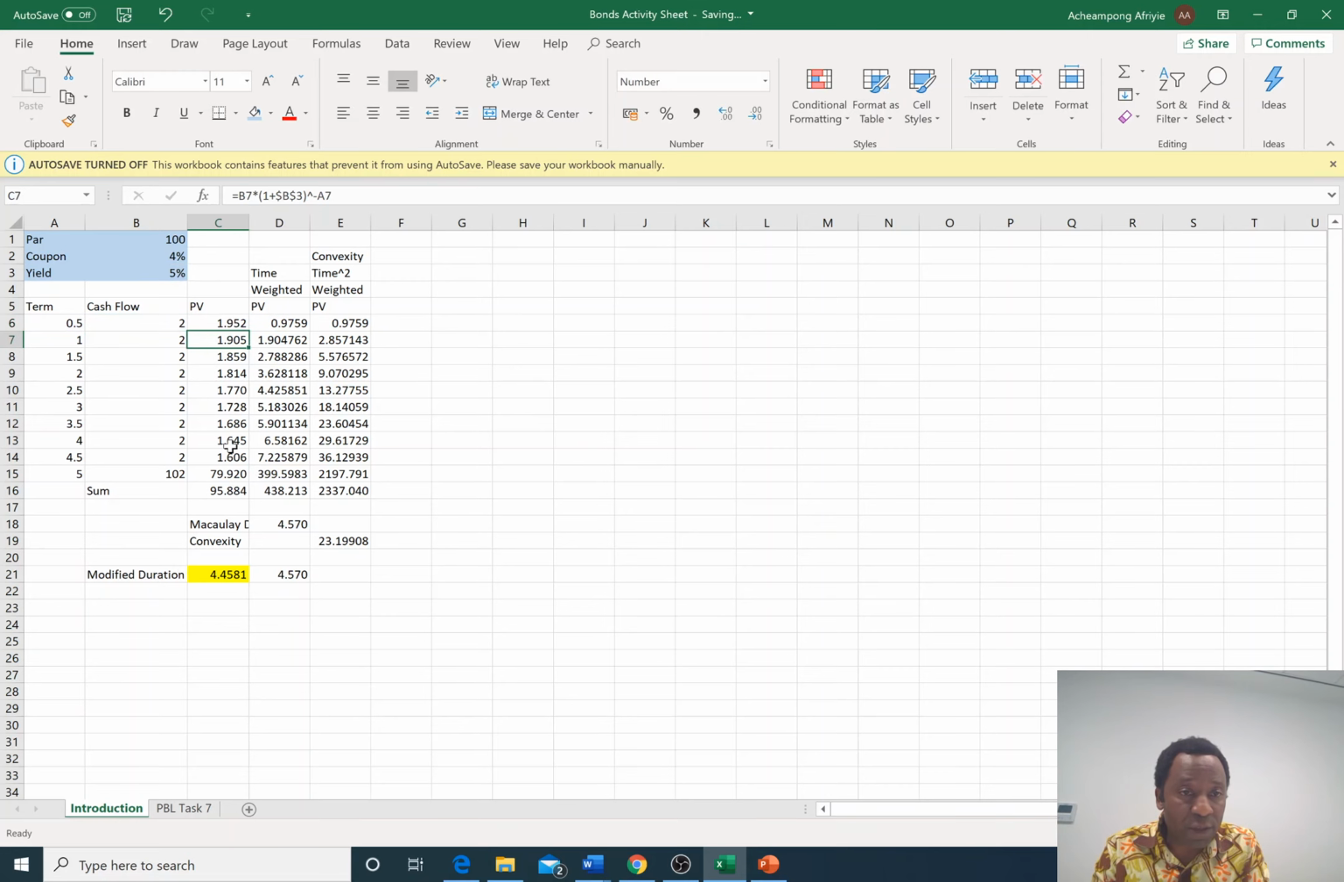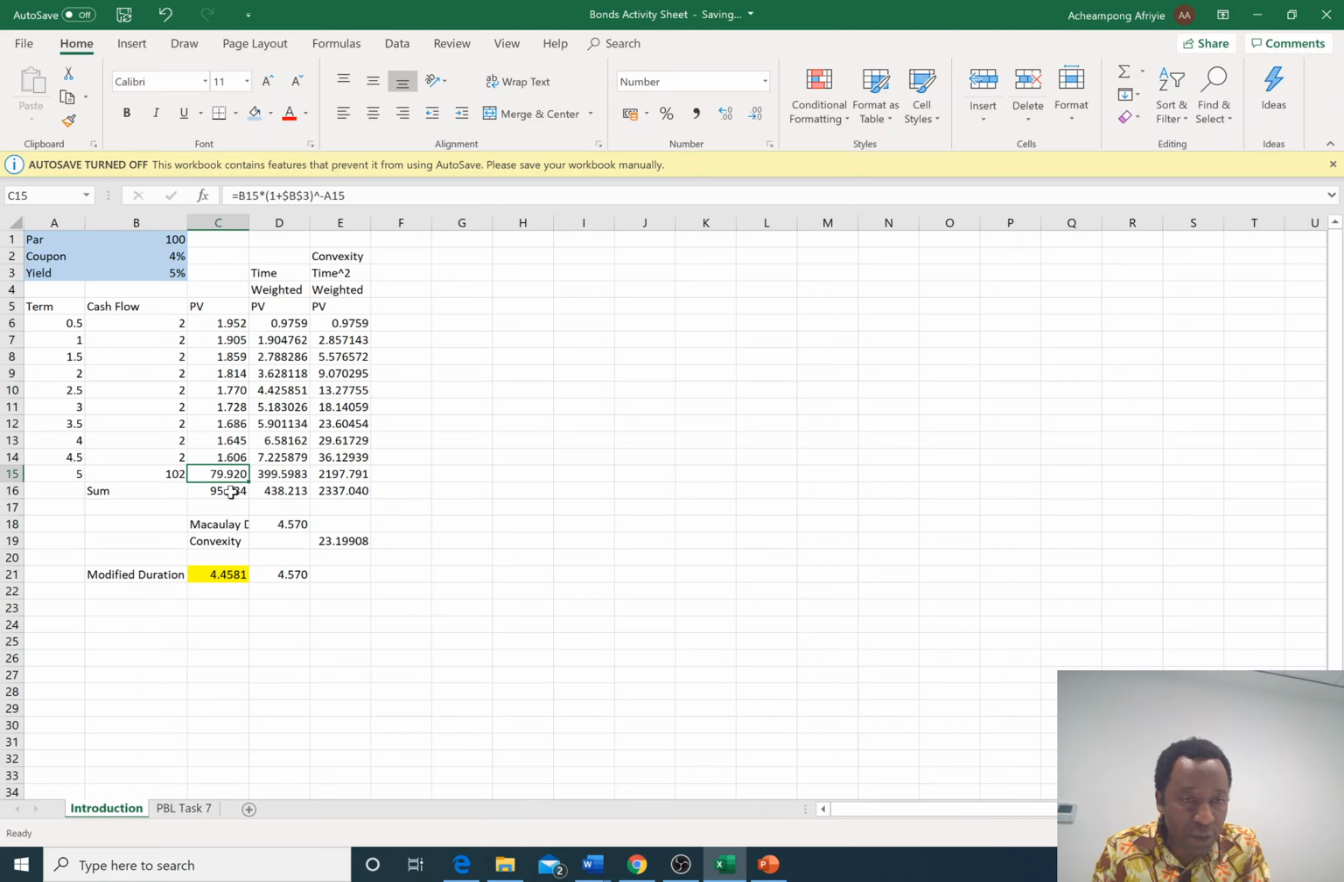Right, so as you can see, you can confirm that each of these cash flows have been discounted to their present value using the yield and the time. So the price of this bond will be 95.884, isn't it? That should be the price of that bond.